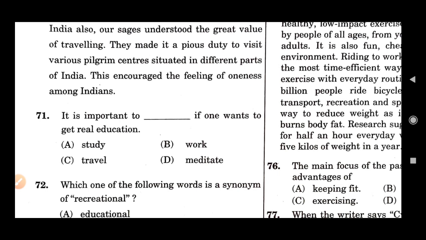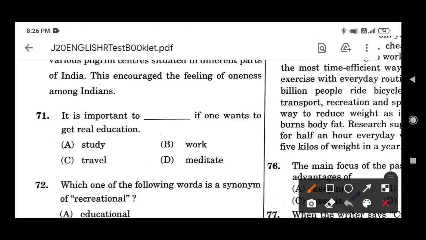It is important to dash if one wants to get a real education. So what is the answer? What is your answer, friends? Yes, exactly. Your answer is, it is important to travel. It is important to travel if one wants to get real education. So the answer is C. You have to tick, you have to bubble the answer C option.